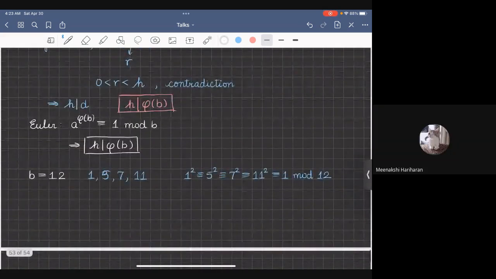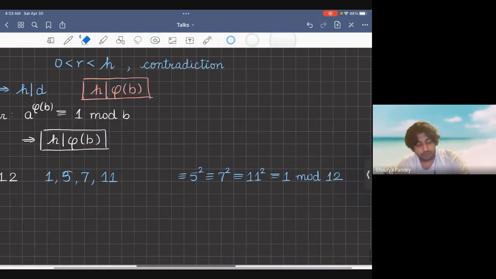Aren't all numbers completely divisible by one? Why does one also come under the thing? Oh, sorry. The order of 1 is 1, by the way. I don't know why I wrote that. 1 to the 1 is 1 mod 12.